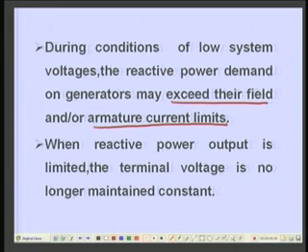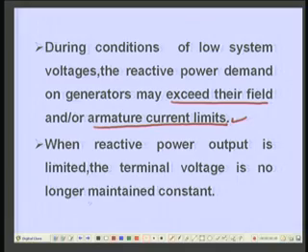Therefore, as far as any generator is concerned, in case you come to a situation where we exceed the field or armature current limits, then we will not be in a position to regulate the voltage beyond that. Suppose the field current reaches the upper limit, it means now we will not be in a position to regulate the terminal voltage of the generator. When reactive power output is limited, the terminal voltage is no longer maintained constant.